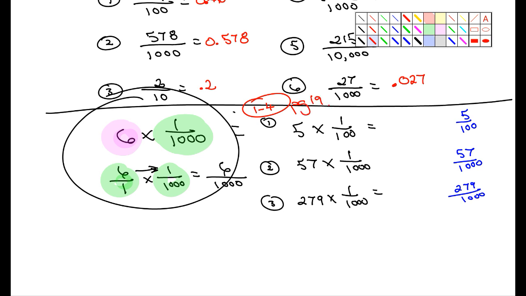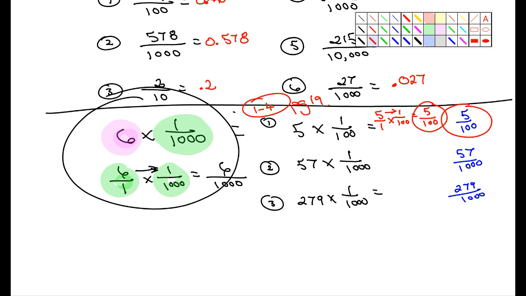So when you multiply a whole number by a fraction, you just simply change it to a fraction itself by putting 1 underneath it. And then you just multiply straight across. 5 times 1 is 5. 1 times 100 is 100. And Mr. Long had it correct.